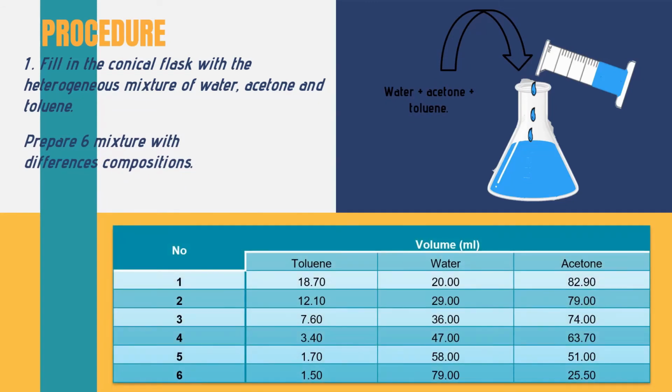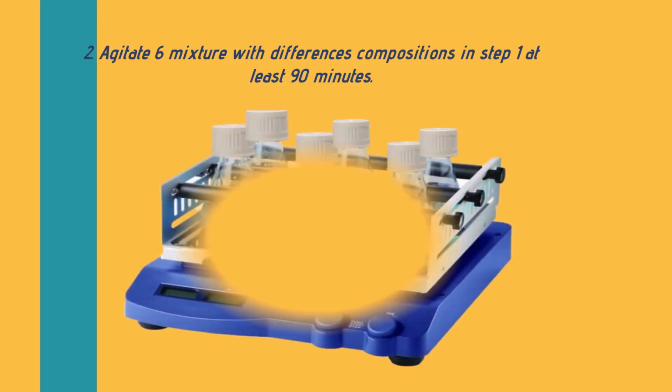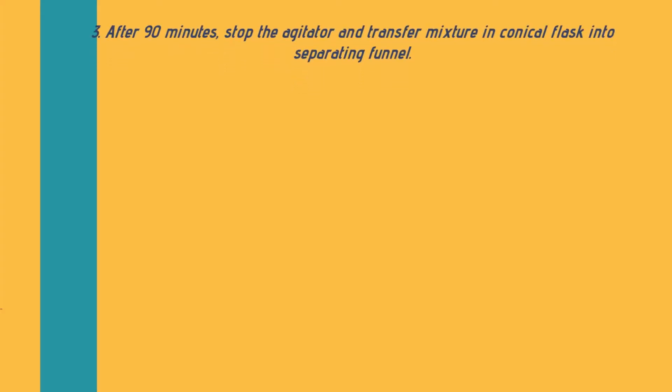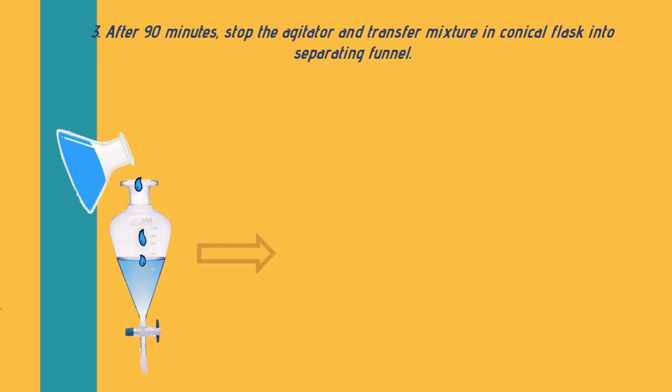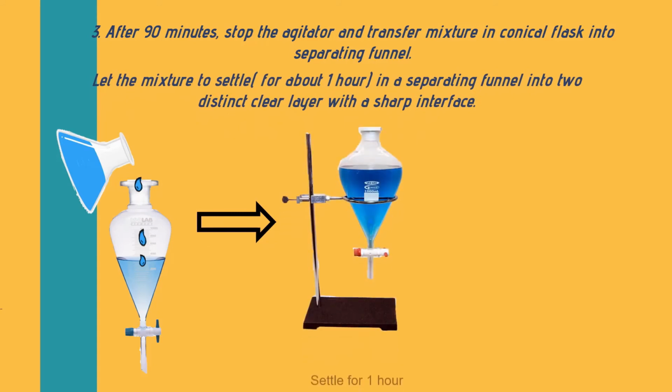Prepare 6 mixtures with different composition. The table shows 6 mixtures with different composition. Then, agitate the 6 mixtures from step 1 for at least 90 minutes. For step number 3, after 90 minutes, stop the agitator and transfer the mixture in the conical flask into a separating funnel. Let the mixture settle for about 1 hour in the separating funnel into 2 distinct clear layers with a sharp interface.